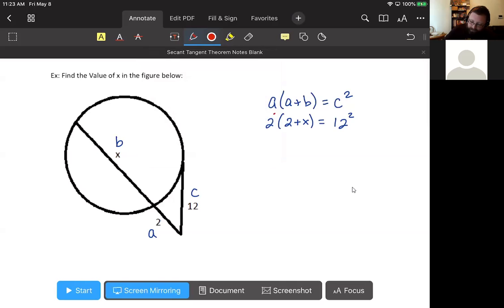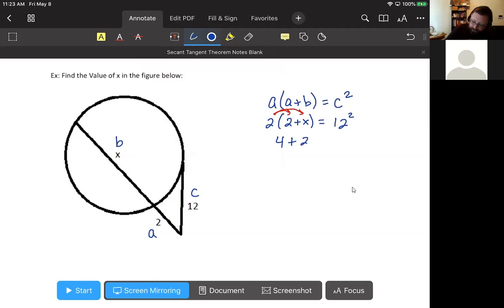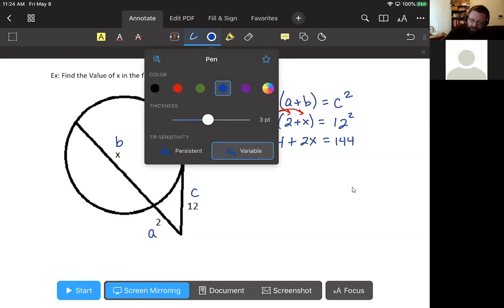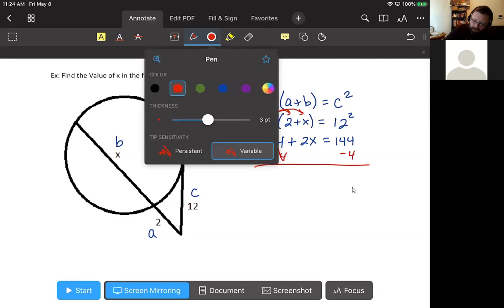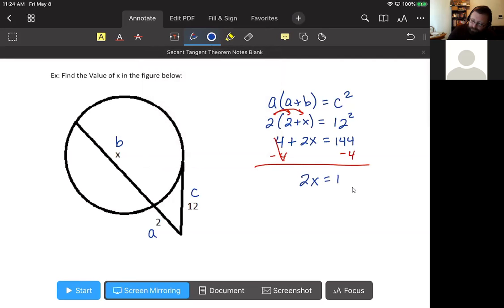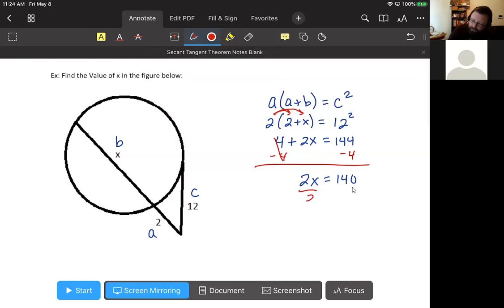We will distribute the 2 to give us 4 plus 2x, and we will go ahead and square 12, which is 144. That is now a two-step equation, so we subtract 4 from each side of that equation, giving us 2x equals 140. And then we divide by 2, which gives us x equals 70.